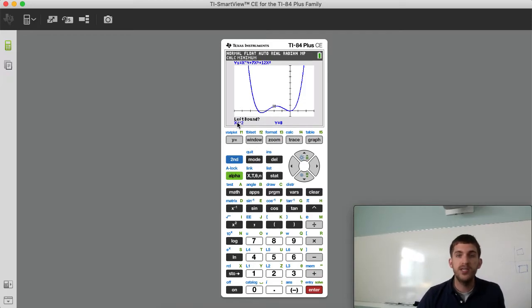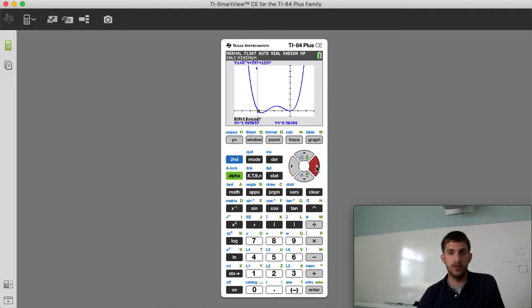What we got to pay attention to here is the directions that it's giving us. It says left bound. That means we got to move this cursor using our left arrow, and let's move it to the left of this minimum point over here. We're going to hit enter, and that's going to say, okay, this is as far left as the graphing calculator is going to look. So now we're going to go right bound, and we're going to go to the right of that minimum point. We've got to make sure that minimum point's in between the left bound and the right bound.